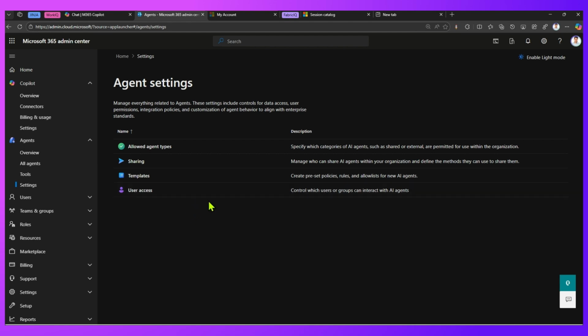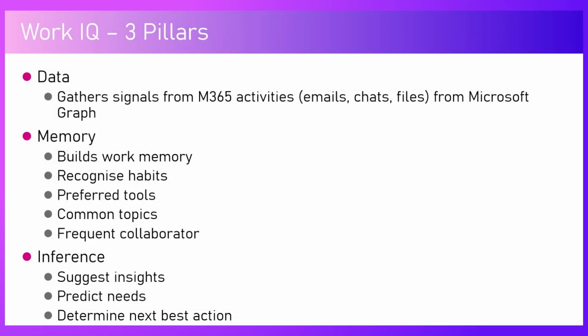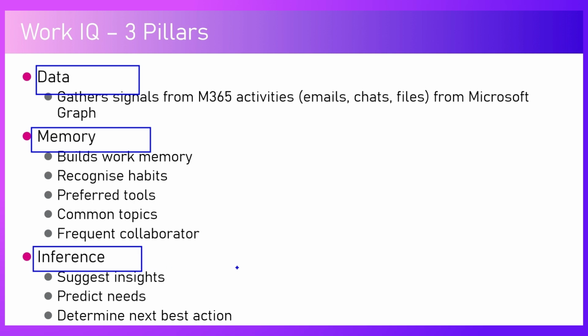So that's it, folks. This is all about Work IQ. Whenever Work IQ comes into the picture, remember the three pillars: data, memory, and inference. Data gathers the signal from M365 activities. Memory builds the work memory, and inference infers from the data and the memory and the patterns, like the habits, tools, frequent collaborators, and the common topics which the user has been interacting with in that particular ecosystem.